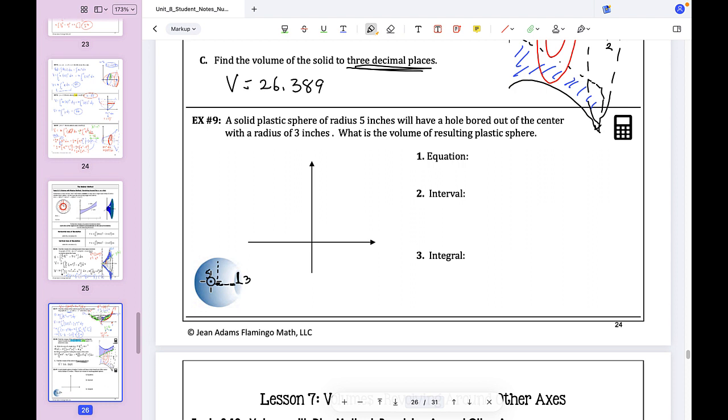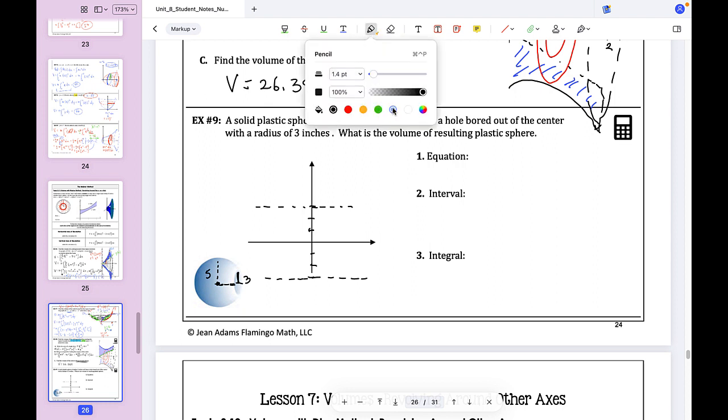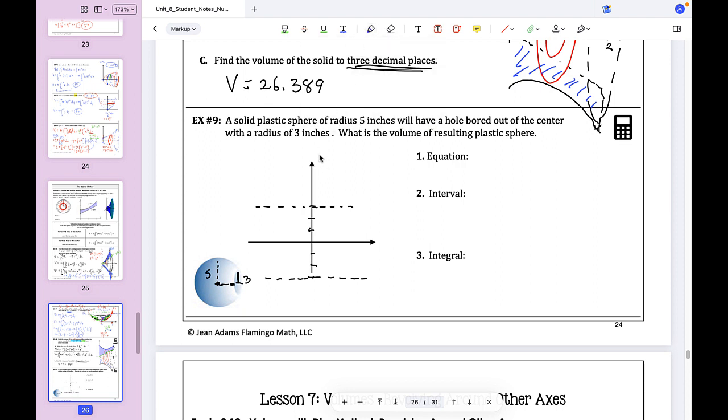So what am I actually looking at? If I were to revolve that around the x-axis to get an actual hole, a hole that has a radius of 3. These are kind of weird, and after you see it, you're like, oh, I get it, but it's hard to visualize the first time.